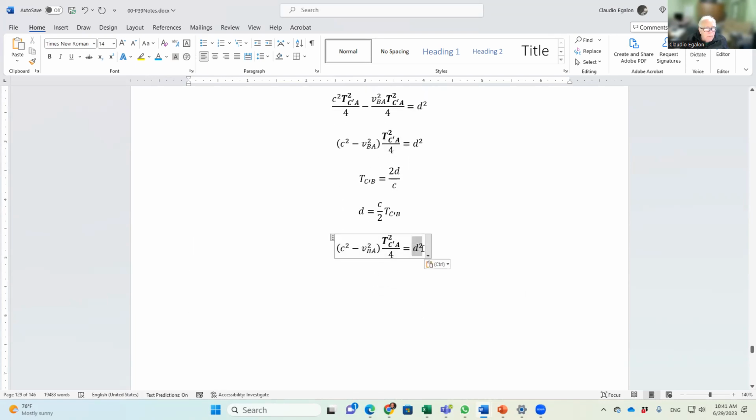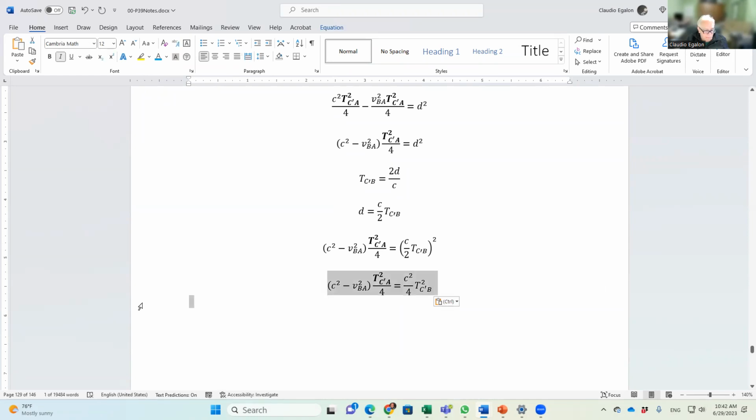D square, like that. And now we are almost there. Don't forget to square the C. Don't forget to square the 2. And then we square, like that. 4 cancel out with 4.